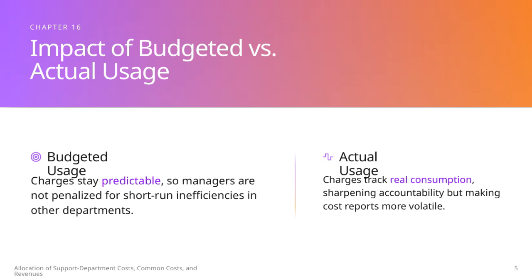On the other hand, when charges are based on actual usage, the costs reflect the real consumption more accurately. This approach sharpens accountability since departments are charged based on what they truly use. However, this also makes cost reports more volatile, which can sometimes cause unpredictability in budgeting and performance assessments. Ultimately, the choice between budgeted and actual usage depends on the balance between stability and accountability that the organization wants to achieve. Understanding this impact is key when deciding how to allocate support costs and common expenses across departments.